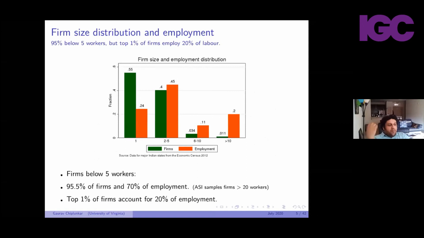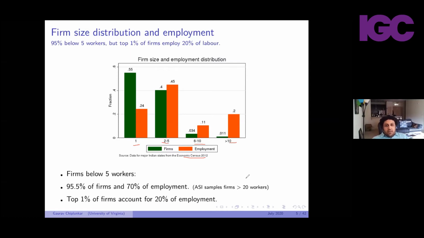This is something that I've been working on and very interested in, which is how does the firm size distribution change. One of the most active debates around the world has been that most developing countries have this missing middle. So if you look at the firm size distribution, what I'm plotting here is how many employees a firm has in India, using the latest economic census, 2012. What fraction of firms have one worker? How many have 2 to 5 workers, 6 to 10 workers, and greater than 10 workers?